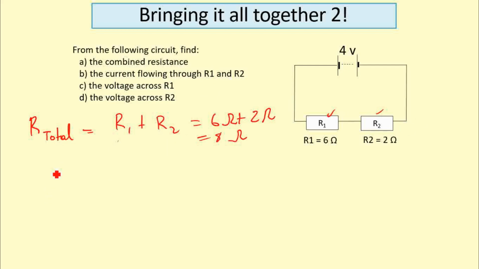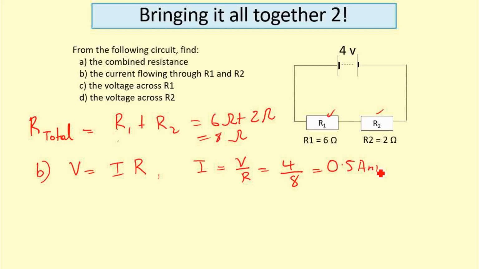Now the next question is going to ask us about the current flowing through R1 and R2. We know that V is equal to IR, which therefore means that I is equal to V over R. Do we know V? Yes, we know that the total voltage in this circuit is 4, and we know the total resistance is going to be 8, therefore our current is going to be 0.5 amperes. So flowing through R1 and R2, the current is going to be the same, 0.5 amperes.